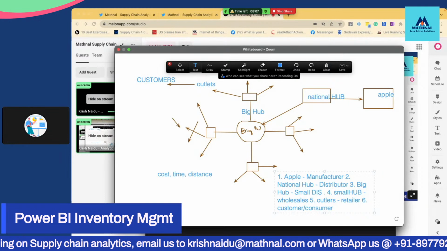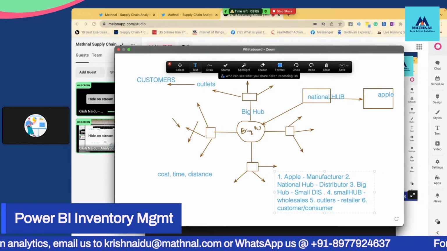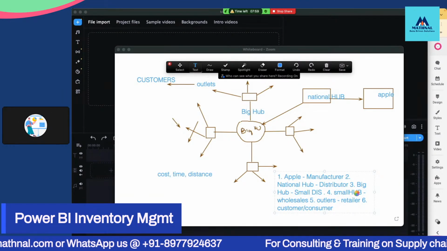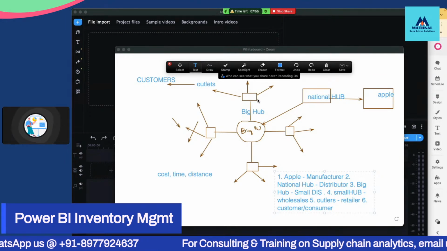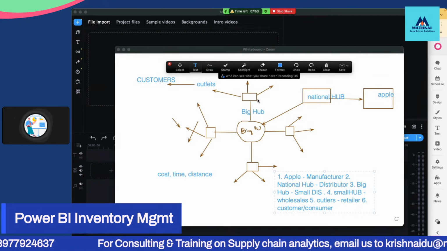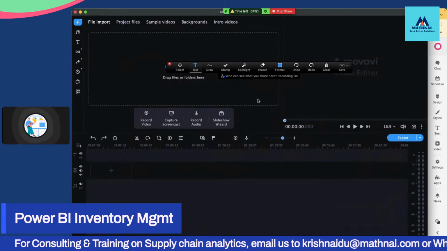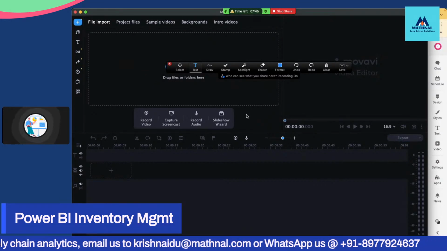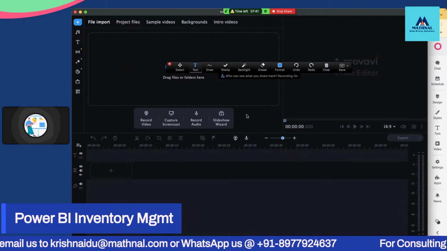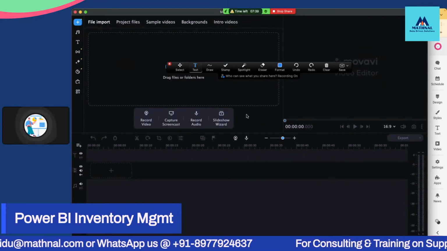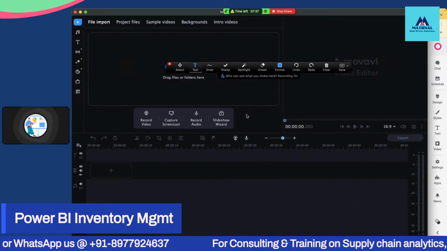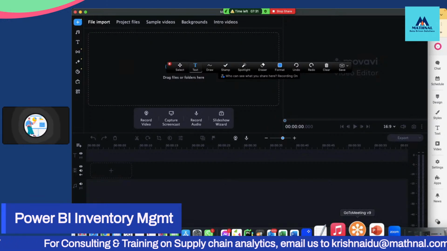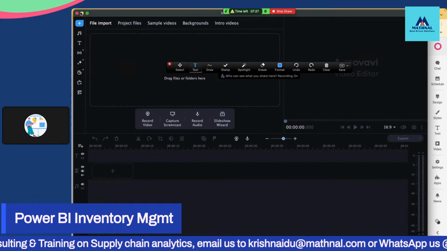So national hub will take only 10,000 phones. Then the big hub will have 1,000 phones. Now the small hub will have 100 phones. And the outlets will have 5 phones each. So what you're seeing is that the capacity of storage is different for each.